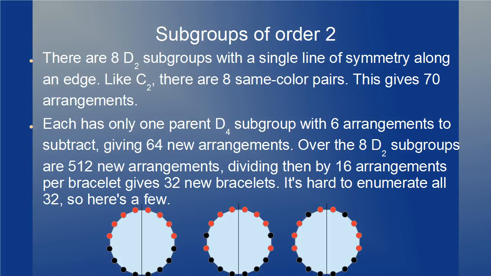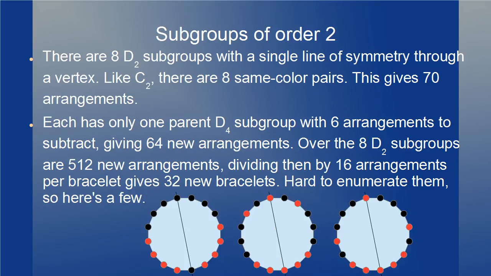Moving on to the 8 D2 subgroups with a single edge flip. Again, 8 same color pairs are defined for a total of 70 arrangements possible with symmetry. There's only one parent subgroup contributing arrangements, and it contributes 6, so subtract and get 64, amazingly a power of 2 again. There are a total of 8 D2 subgroups like this one, yielding 512 arrangements, and dividing by 16 arrangements per bracelet in this row, we get 32 new bracelets. It's hard to enumerate all 32, but a few representatives are easy to come up with.